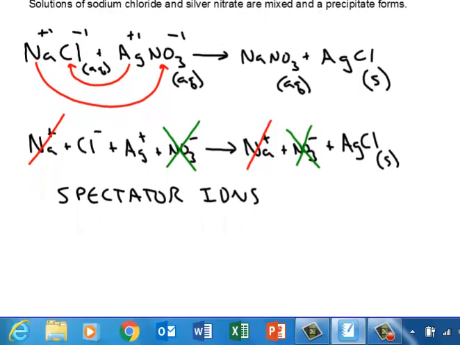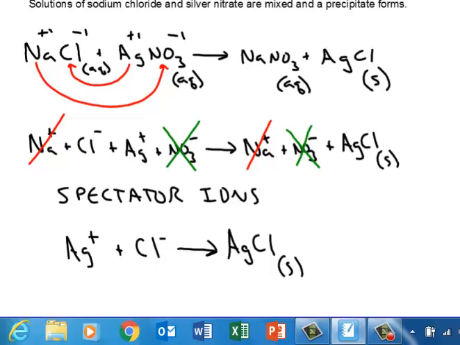If I take my reaction now and I write it without the spectator ions, this is what I would get. Ag plus ion plus Cl minus ion turns into AgCl solid. These ions are both aqueous. Again, ask if you have to indicate the phases. This is our net ionic equation. That is what we see when we mix those two solutions together. Silver ion and chloride ion come together to form silver chloride.